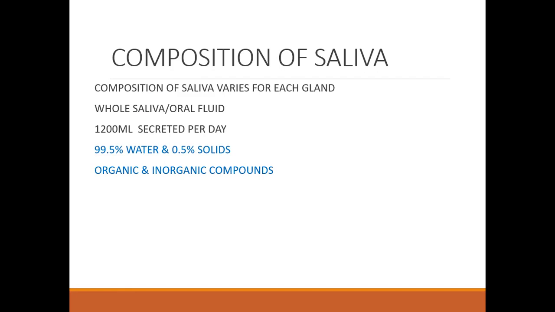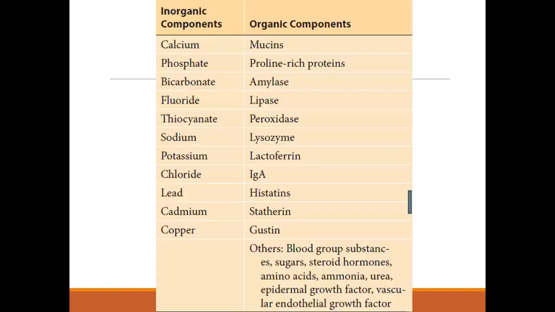So water, as you know, is a very important component. The maximum percentage of saliva is water, 99.5%. Only 0.5% is other solid substances. These solid substances can be categorized into organic and inorganic. Now, when you talk about the components of saliva, there are calcium, phosphate, bicarbonate, fluoride, thiocyanate, sodium, potassium, chloride, lead, cadmium, and copper.